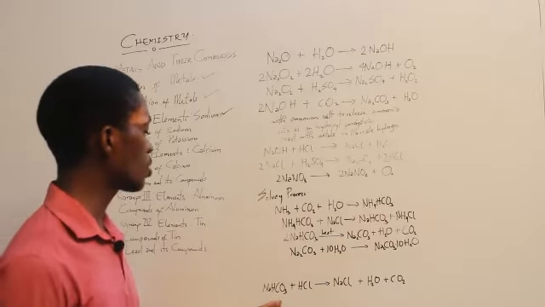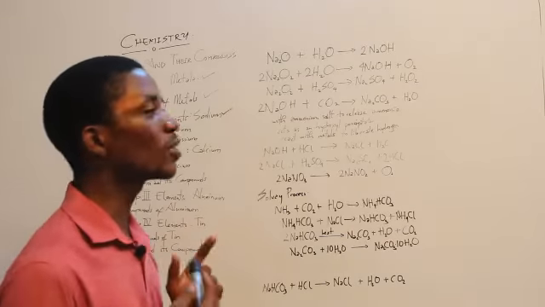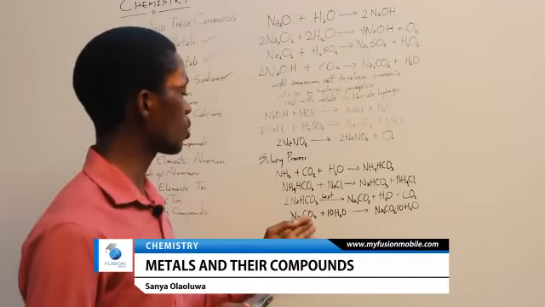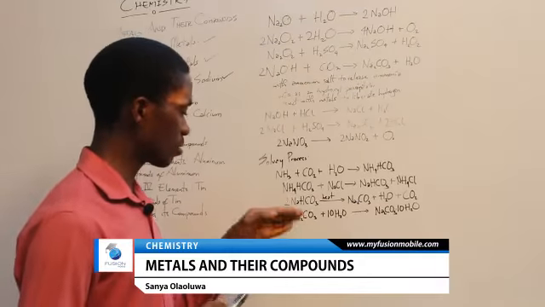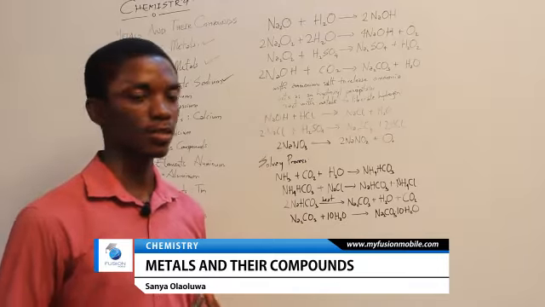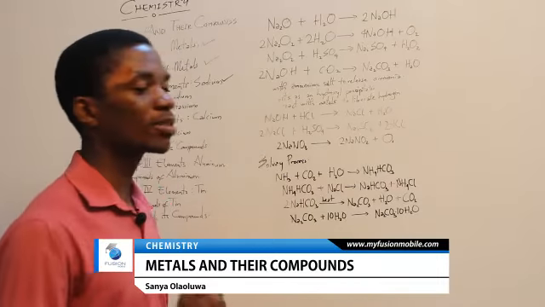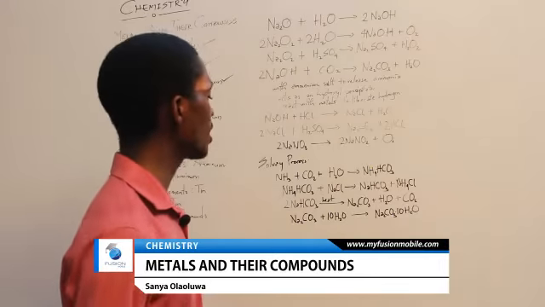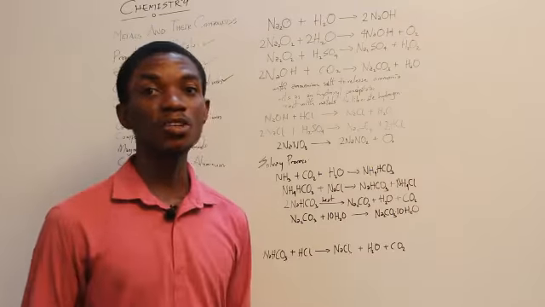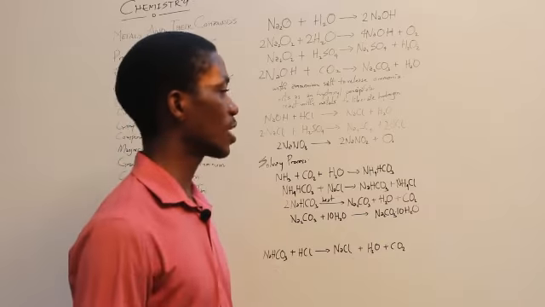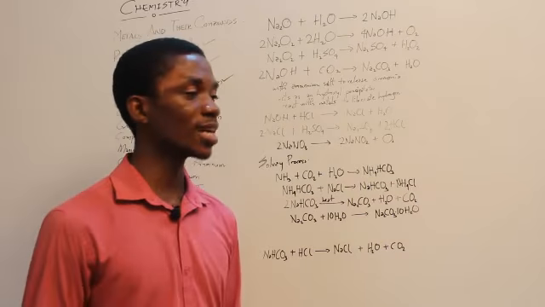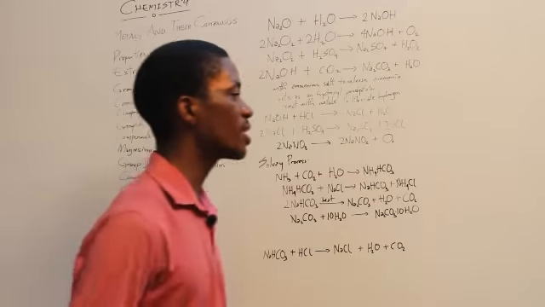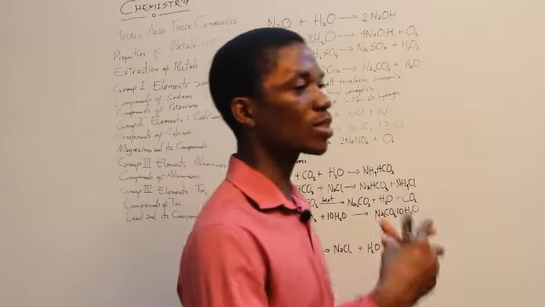All right, let us look at the uses of sodium trioxocarbonate 4. Well, sodium trioxocarbonate 4 is very, very important because it is used in the making of glass, especially water glass. It's used in manufacturing of glass, in the making of soaps, in making of detergent, in paper making. It's used as a water softener.